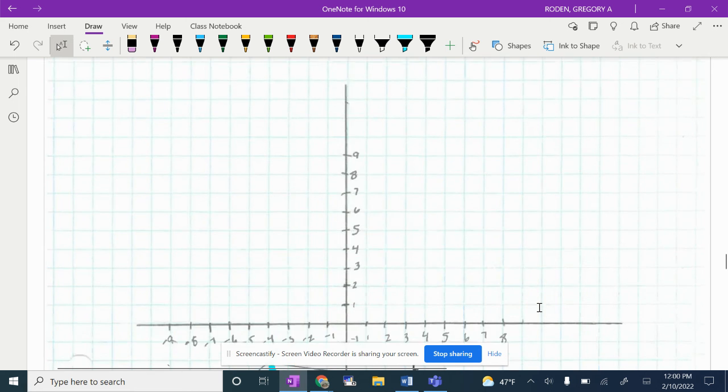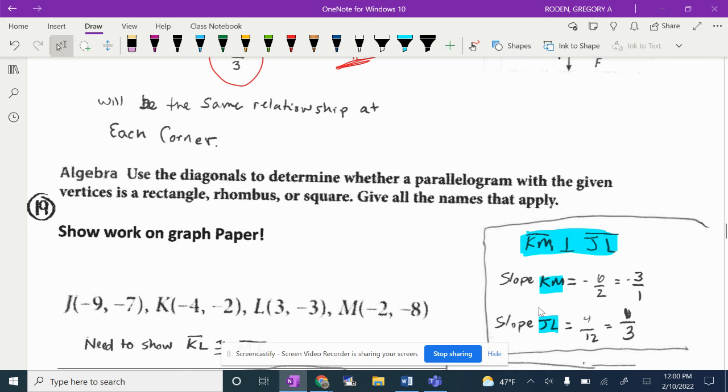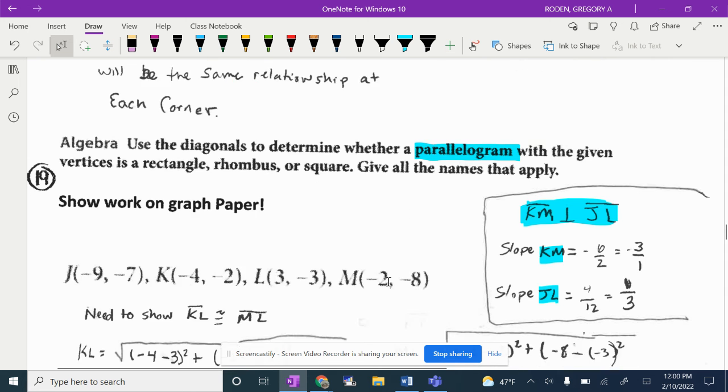So it couldn't be a kite because it's already given that it's a parallelogram. So that's one way you could say that it's a rhombus. It could have perpendicular diagonals.